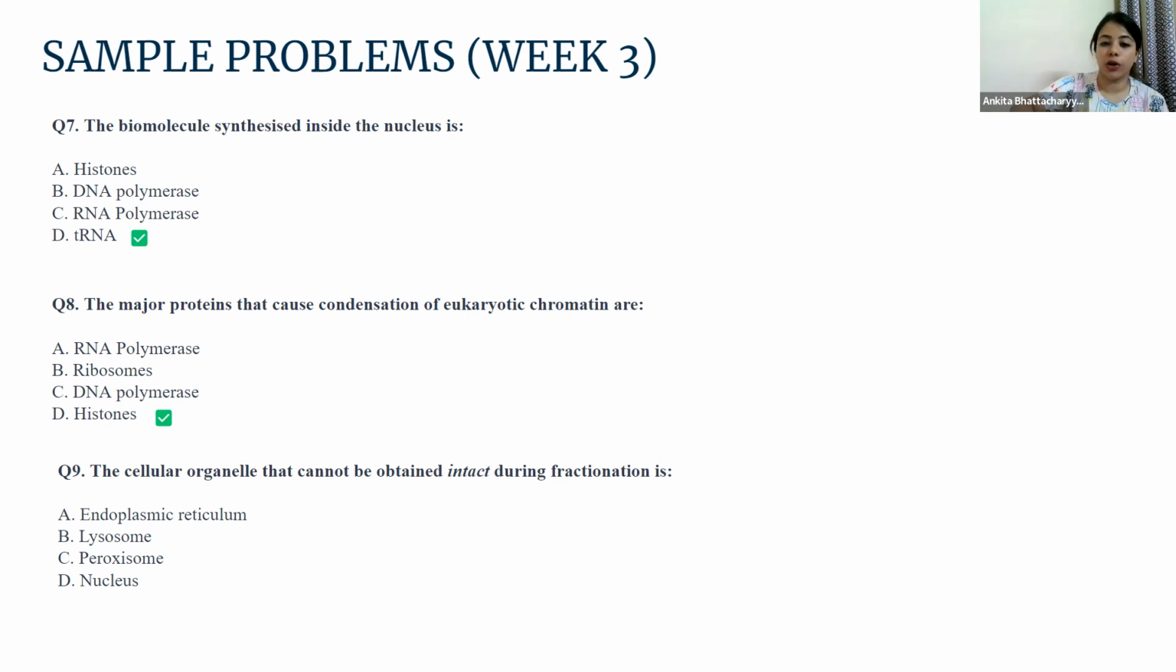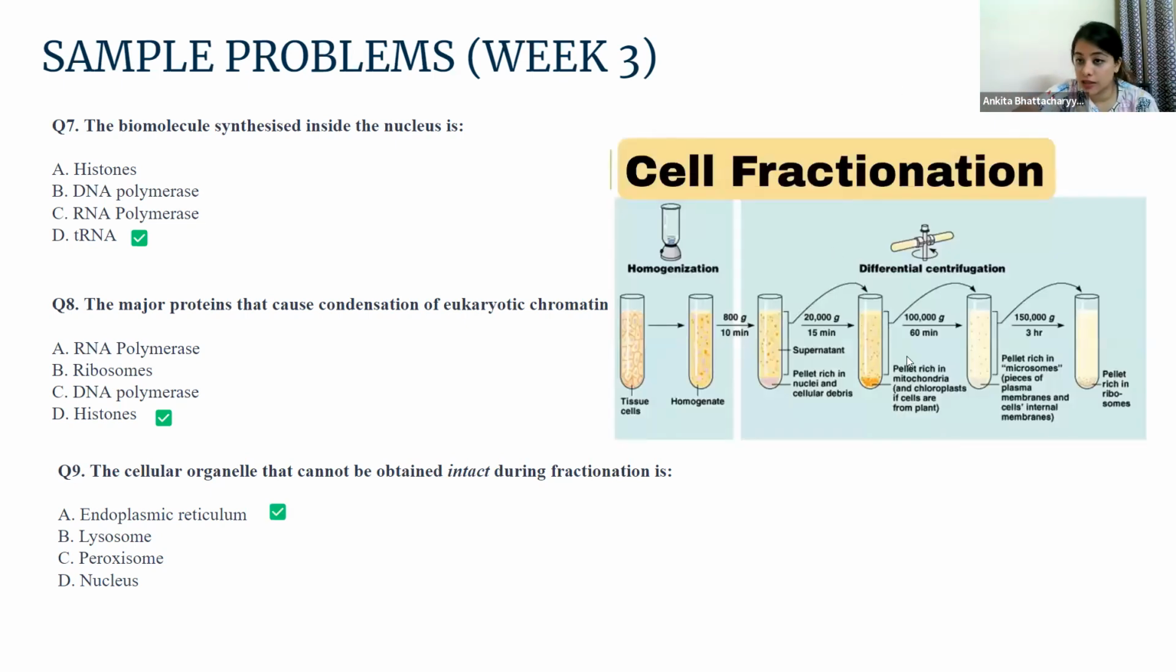So therefore, this organelle, as you can see in this image as well, cannot be obtained intact. So this is the homogenate, which you are subjecting to the processing steps. Instead, what happens here is that first you get the nuclei and the cellular debris in the first step of fractionation. These can be obtained. Then we get a pellet, which is very rich in mitochondria and chloroplasts.